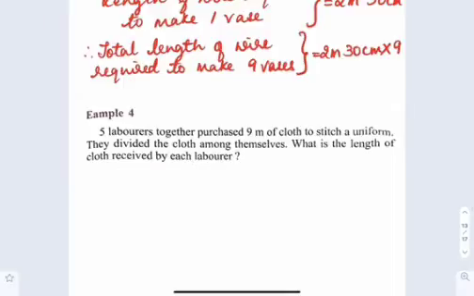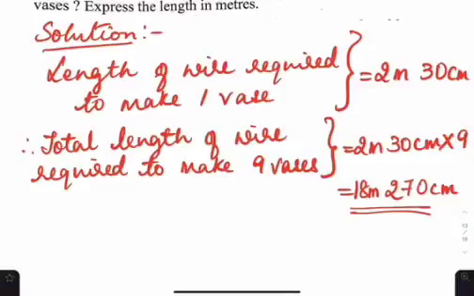Now when you multiply 9, 0 times is 0. 9 threes are 27, 270. Then 9 twos are 18, is 18 meters, 270 centimeters. I hope all of you understood, children.